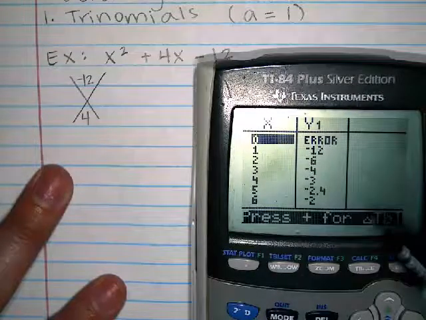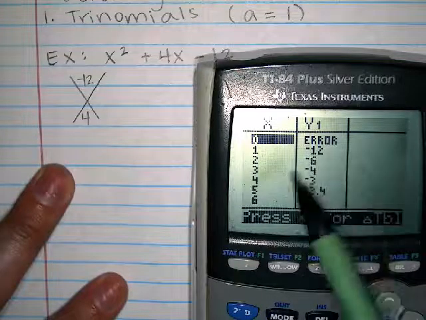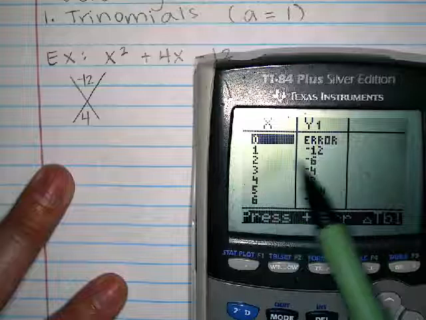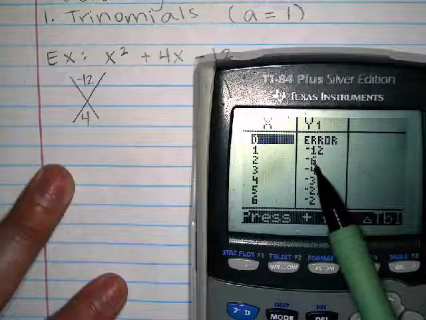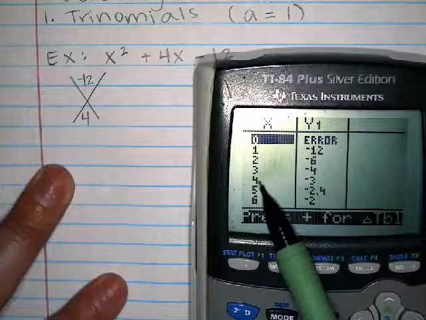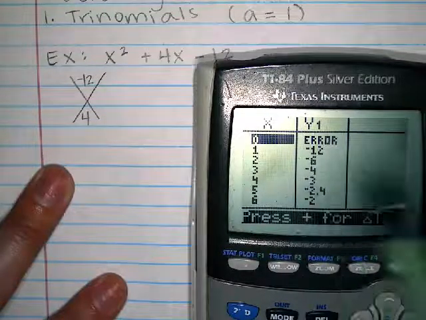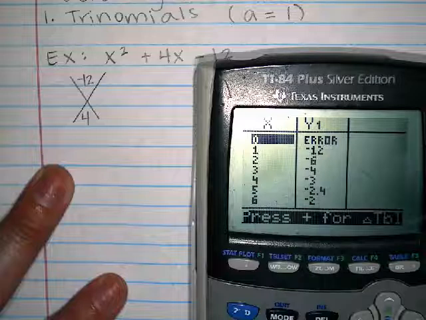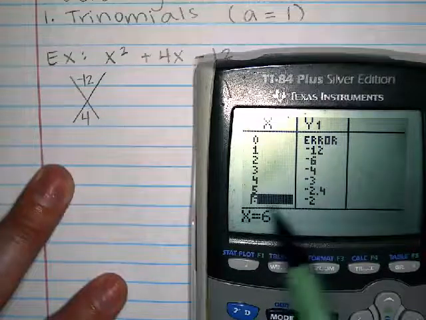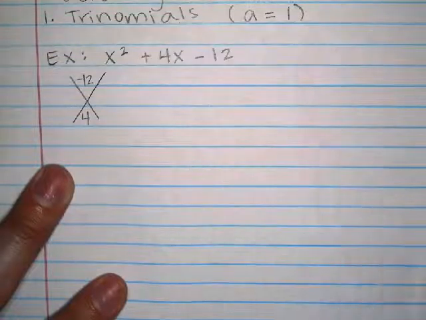Now you can look at which ones add together to be 4. 1 plus negative 12 is negative 11. 2 plus negative 6 is negative 4. 3 plus negative 4 is negative 1. 4 plus negative 3 is positive 1. 5, I'm not even going to do that one because that's a decimal. And then 6 plus negative 2 equals 4. Those are the numbers.